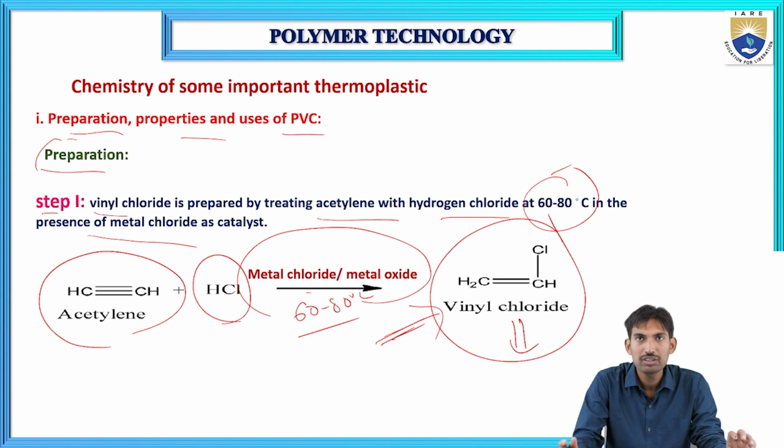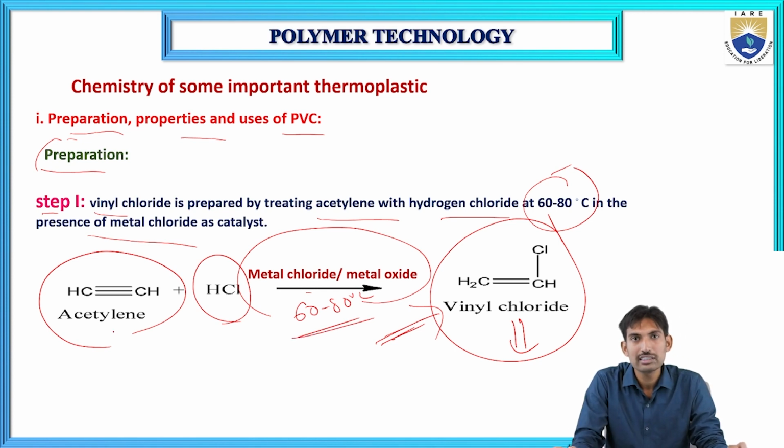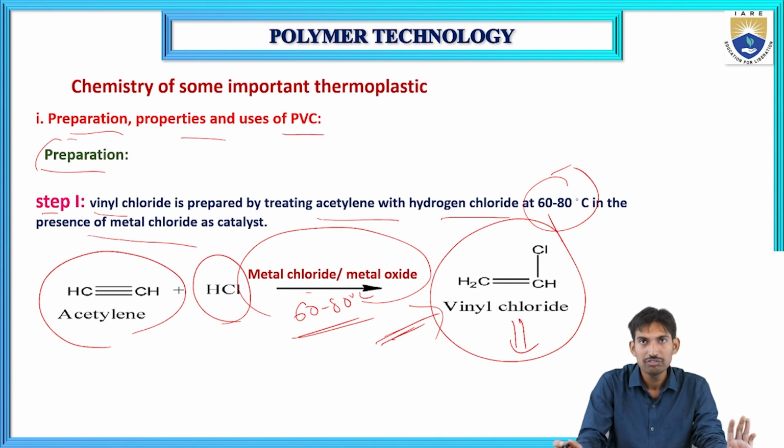How can we prepare vinyl chloride? Vinyl chloride is prepared from acetylene gas reacting with hydrochloric acid in the presence of any metal chloride or metal oxide at 60 to 80 degrees centigrade. If you maintain this chemical atmosphere, we can prepare vinyl chloride from acetylene and HCl. This is the preparation of vinyl chloride.